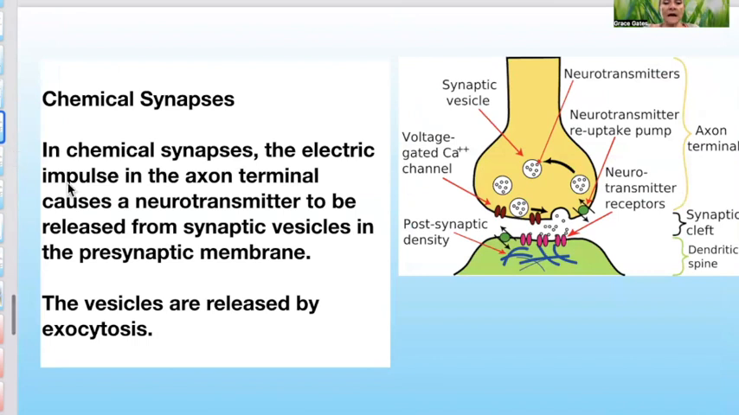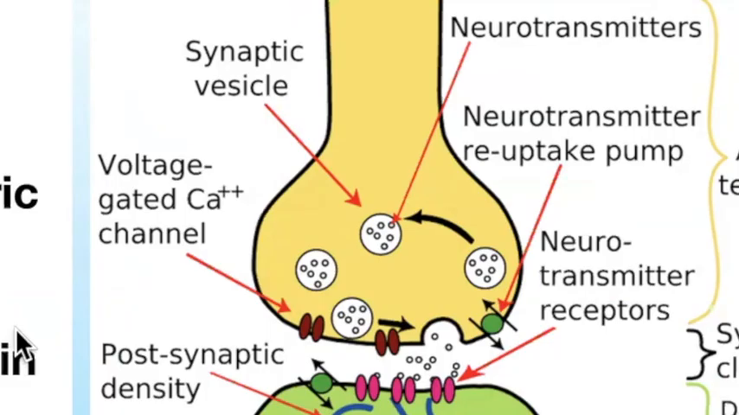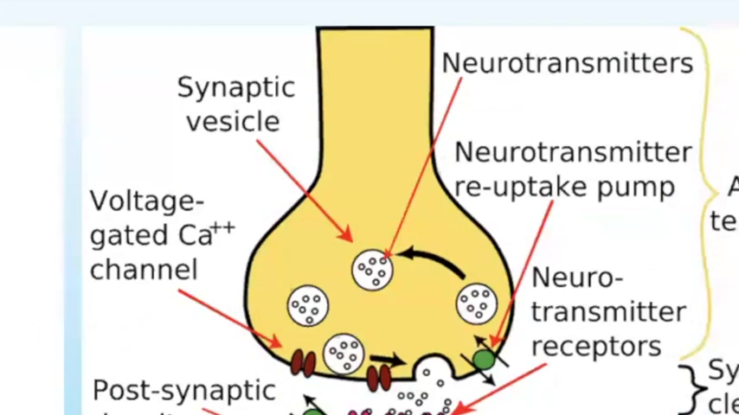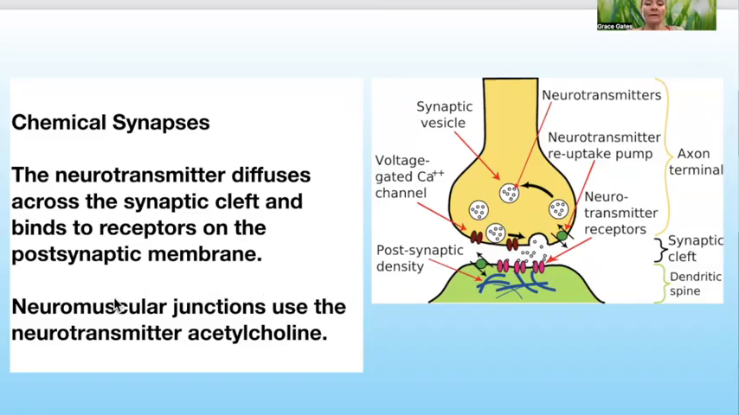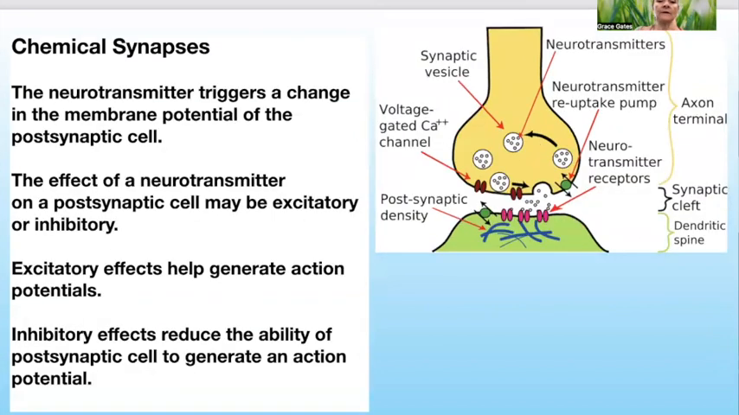Okay, in chemical synapses, the electrical impulse in the axon terminal causes a neurotransmitter to be released from synaptic vesicles in the presynaptic membrane. The vesicles are released by exocytosis. Then the neurotransmitter diffuses across the synaptic cleft and binds to receptors on the postsynaptic membrane. We already learned that in the neuromuscular junction, the neurotransmitter acetylcholine is used. The neurotransmitter triggers a change in the membrane potential of the postsynaptic cell.